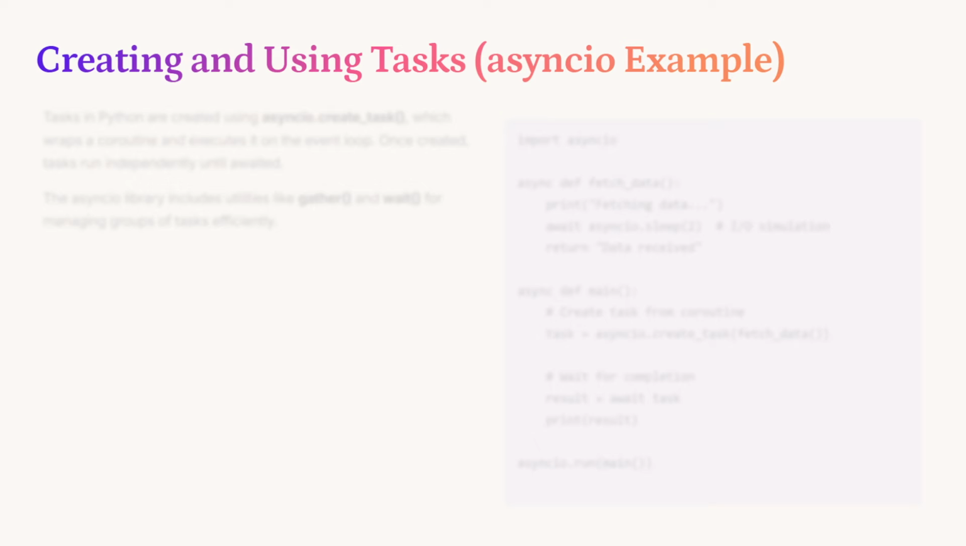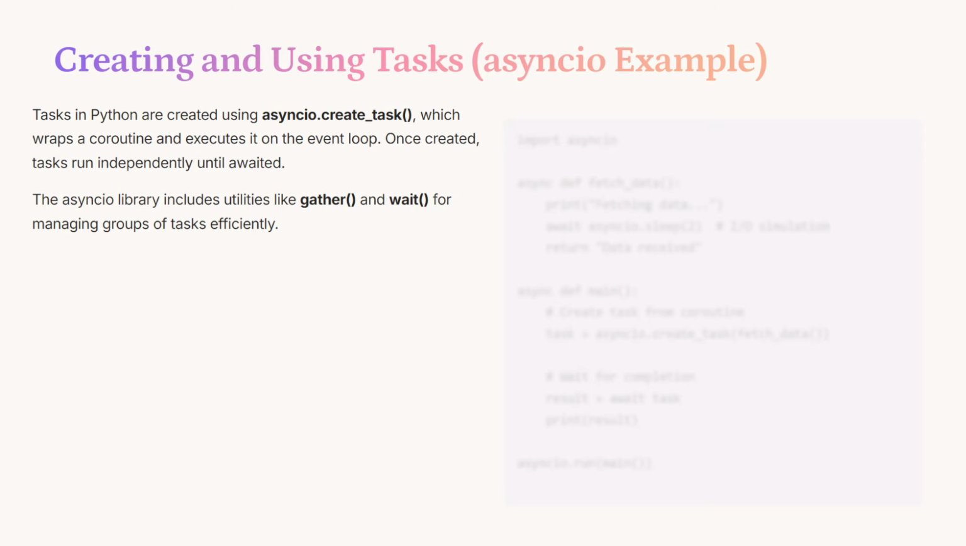So, creating and using tasks, asyncio example. Tasks in Python are created using the asyncio.create_task method, which wraps a coroutine and executes it on the event loop. Once created, tasks run independently until awaited. And the asyncio library includes utilities like gather and wait methods for managing groups of tasks efficiently.